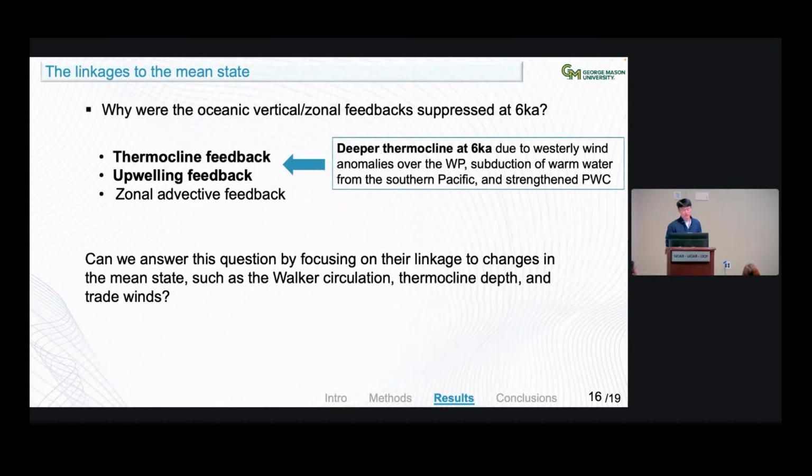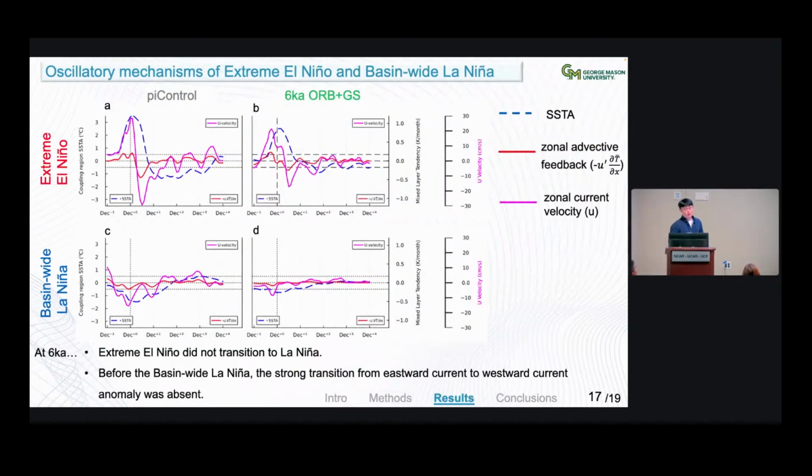Now we understand these two vertical feedbacks during 6Ka, and let's move on to the suppressed zonal advective feedback. Here I'm showing the composite oscillator mechanism of extreme El Nino and basin La Nina from December -1 all the way to December +4. Blue dashed line is SST anomaly, red line is zonal advective feedback, and then pink is the zonal current velocity.